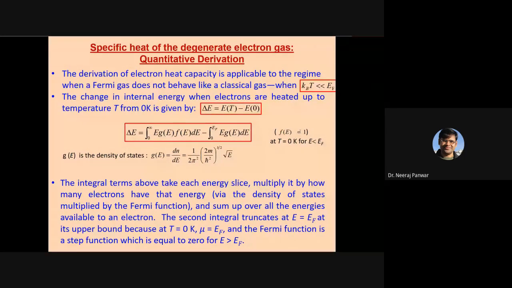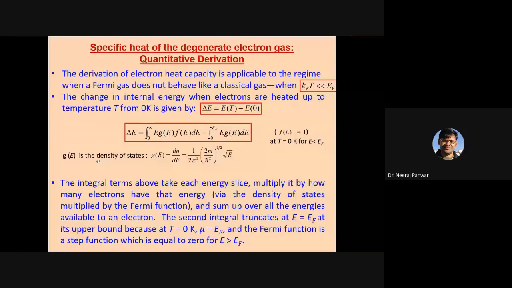This means all the states up to Fermi energy are occupied, and all states above Fermi level are empty. Therefore, in this expression, f of E would be 1, and we will have the integration only from 0 to EF, because all the states at T equal to 0 Kelvin above Fermi level are empty. So we will have integral 0 to EF E g(E) dE.